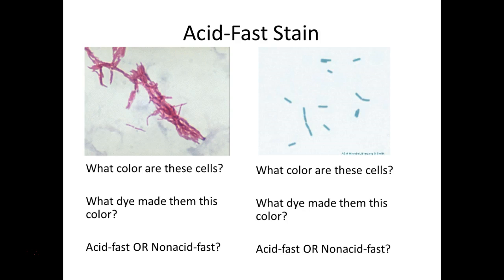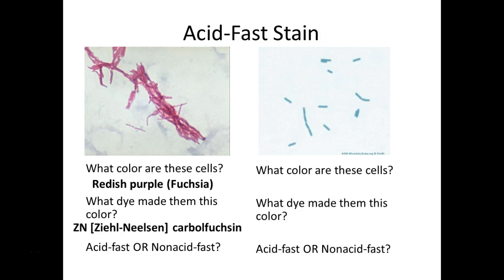So same thing as the gram stain, right? We're going to start out with a primary stain. In this case, it's going to make the cells a purplish pink color, what's often referred to as fuchsia. So a reddish purple color. And the dye that made them this color is carbol fuchsin. There are two different widely used methods of this procedure. We're going to be using the Ziehl-Neelsen method, which is commonly abbreviated the ZN method.